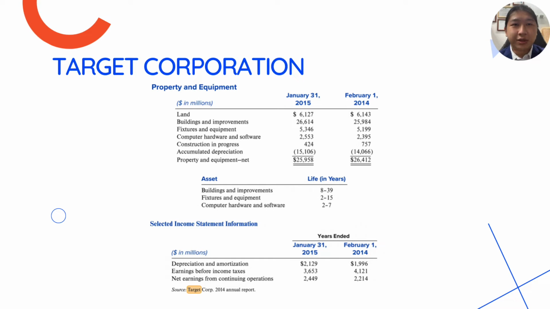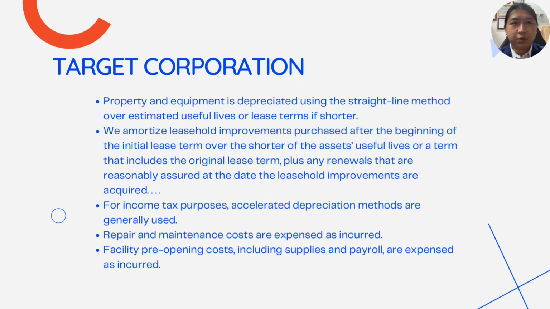Shown here on screen is the list of long-lived assets of Target, including land, buildings, computers, and constructions, along with their useful lives. The word problem also gives us data about the companies that are not seen in the financial statements. This is the list of information about Target that was listed.